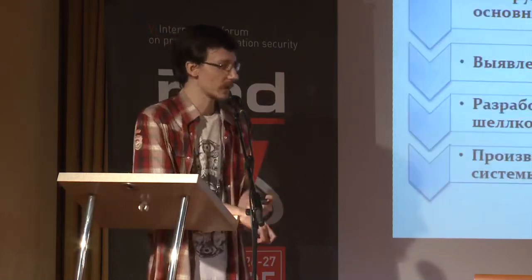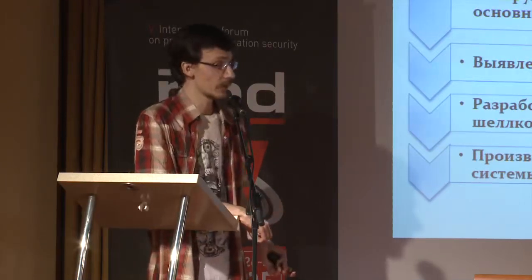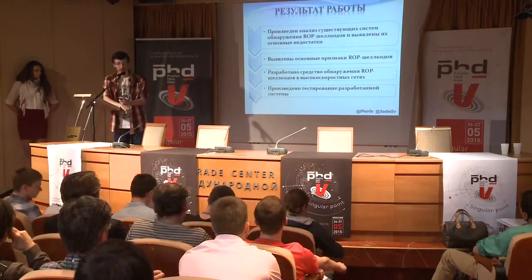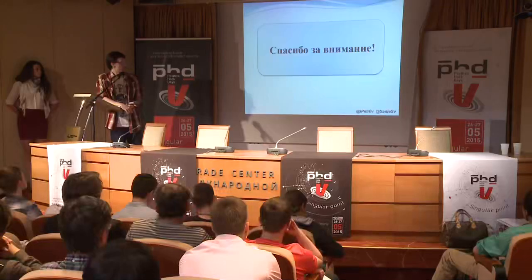And briefly, I would like to list the main points of the work that was done. First of all, we have done analysis of the existing methods of ROP shellcode detection systems, and we have discovered their main deficiencies. Also, we have done analysis of the existing ROP shellcodes and their generators. On the basis of this analysis, we have selected the main signs of the presence of ROP shellcode in network traffic. On the basis of these signs, we have developed a product for discovery of ROP shellcodes in network traffic. This product was tested on real data.